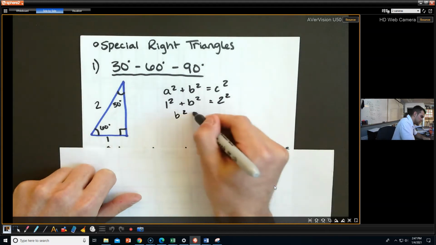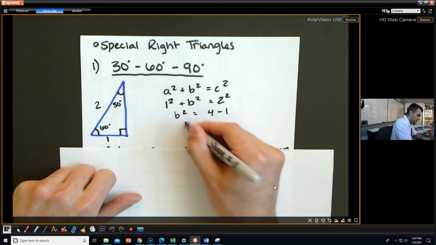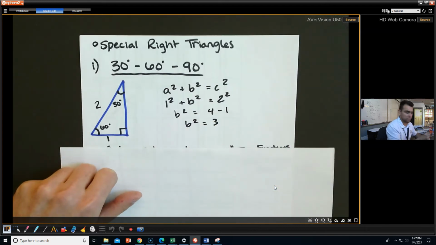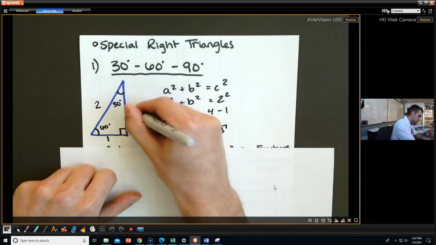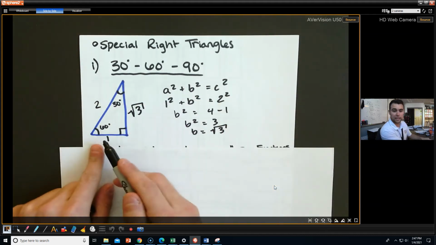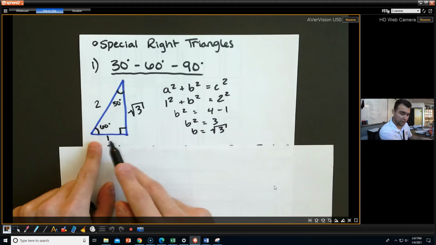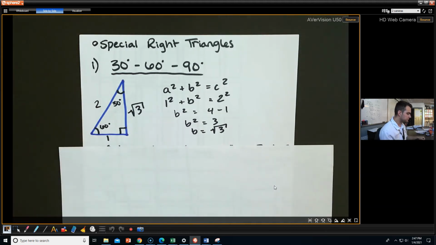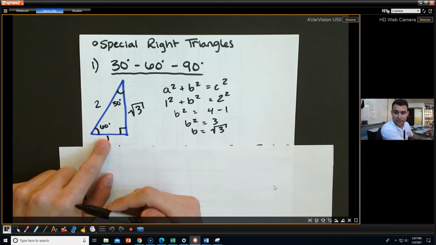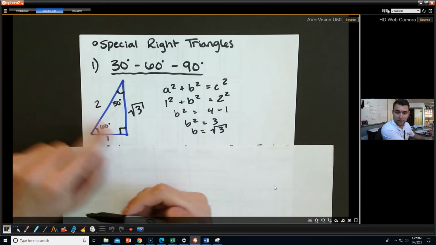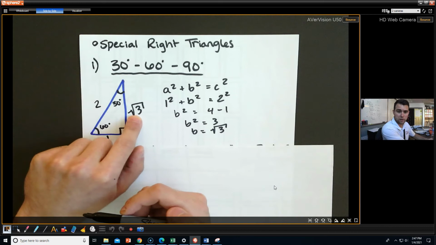So I get B squared equals 4 minus 1, and so that equals 3. And so I square root both sides, I get B equals square root of 3. So these are actually the base ratios of triangles with these angles. For example, if I had 2 right here instead, then this side length would be 4, and this one would be 2 square root of 3. That's kind of how it works, okay?